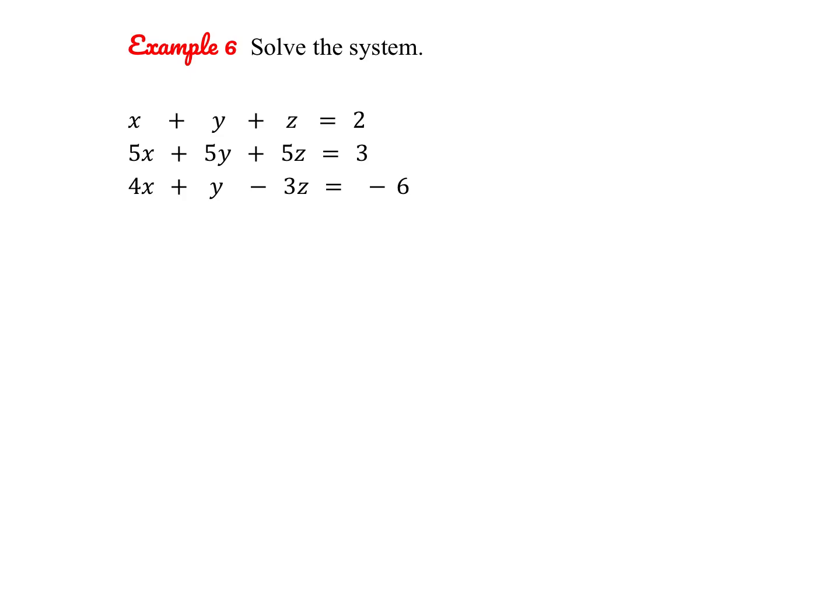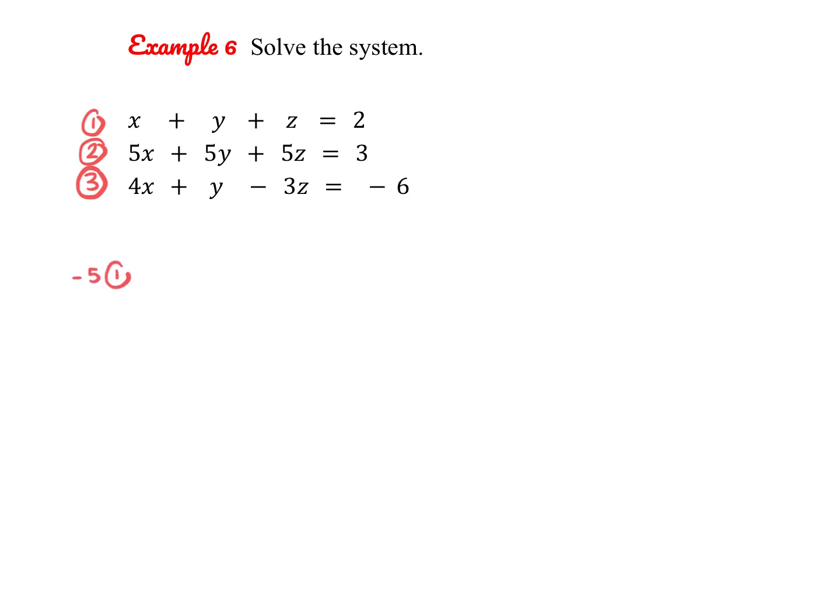Okay, let's try another one together. So again, we're going to start by numbering our equations every time, and we're going to strategize to see which ones we want to eliminate. Maybe this time, let's try eliminating our x's. So if I want to use equations 1 and 2, that means I need to multiply equation 1 by negative 5 to make opposite coefficients.